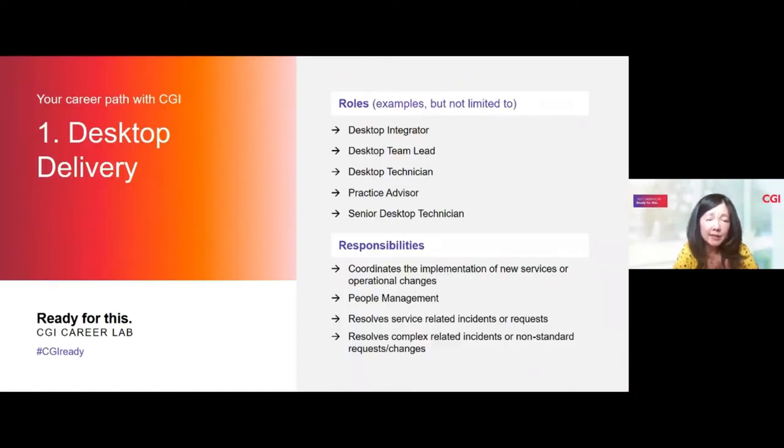When you dig into desktop delivery, you'll see these are the types of roles that usually handle in-person service-related incidents or requests for employees and users. They participate in supporting infrastructure-related equipment and support right through to admin or technical. They also assist with integration of solutions, new services, or operational changes. You'll see some of the big roles associated there, and the responsibilities tucked under each of these roles.